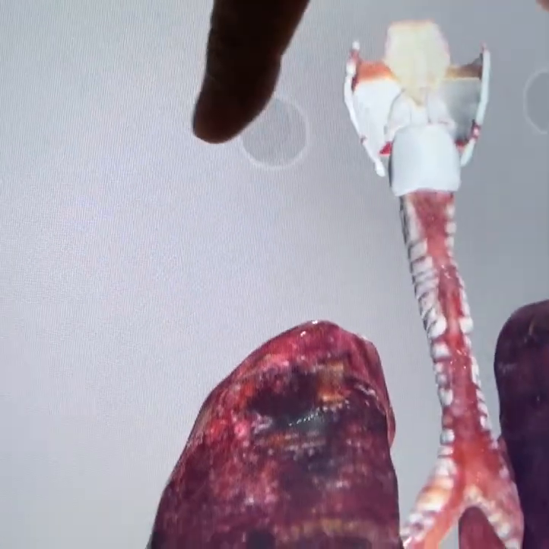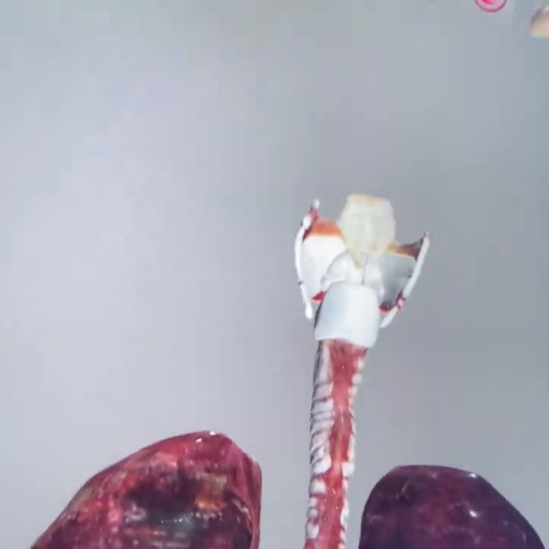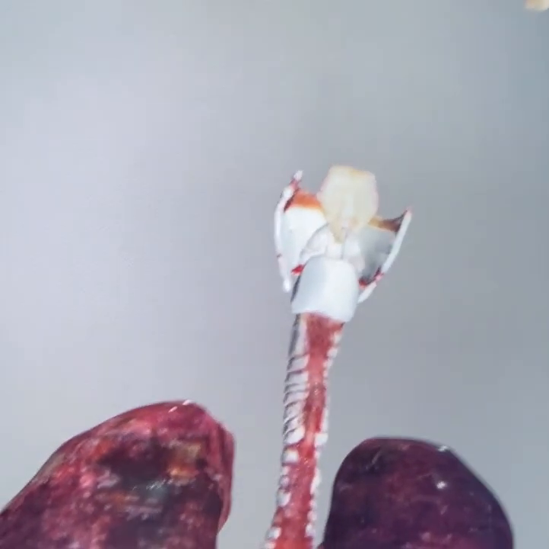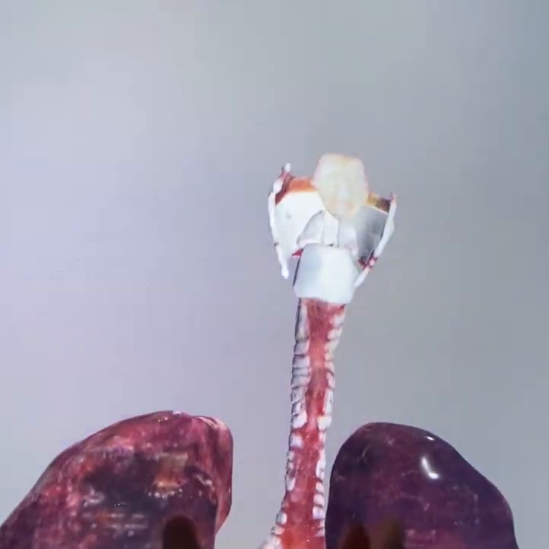And of course, let's look at your, I'm trying to do this with my non-dominant hand without a gimbal. So let's look at this.